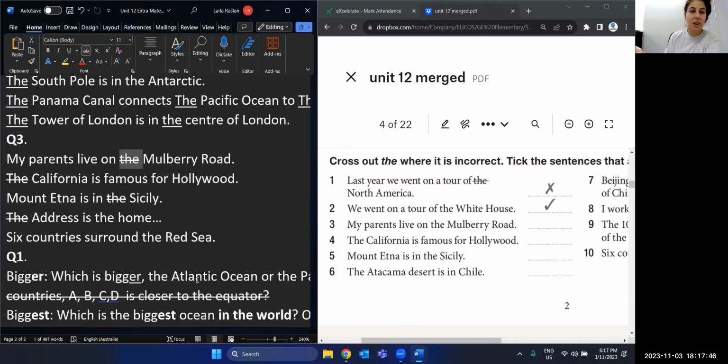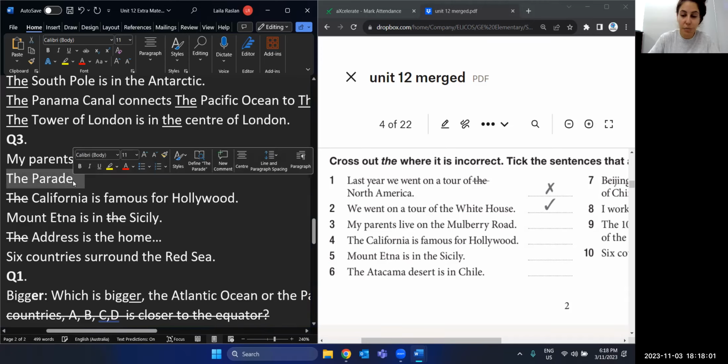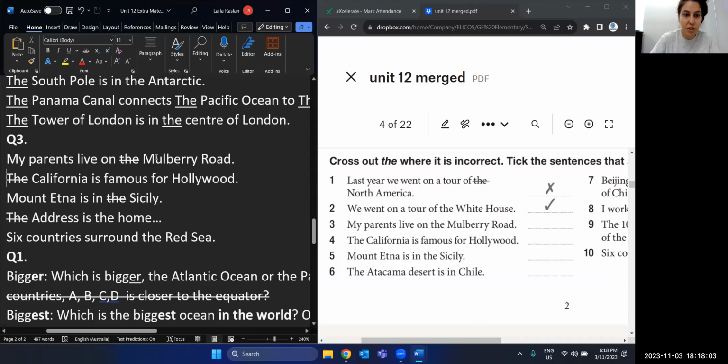My friend's house is on whatever. You don't say the for the names of the road unless the road has that word in it. Like, for example, the Parade in Norwood. That's just the name of the road, it's called the Parade. But usually names of roads, we do not put the.